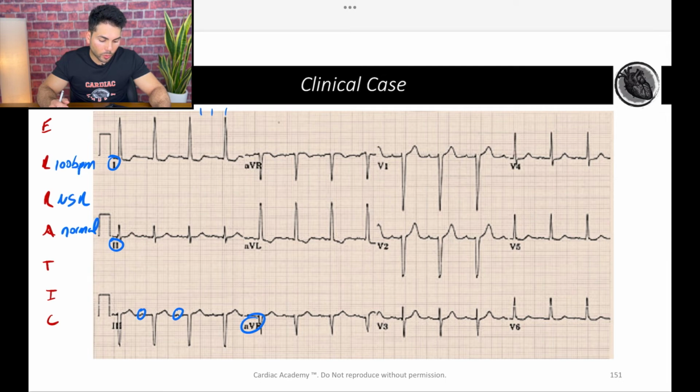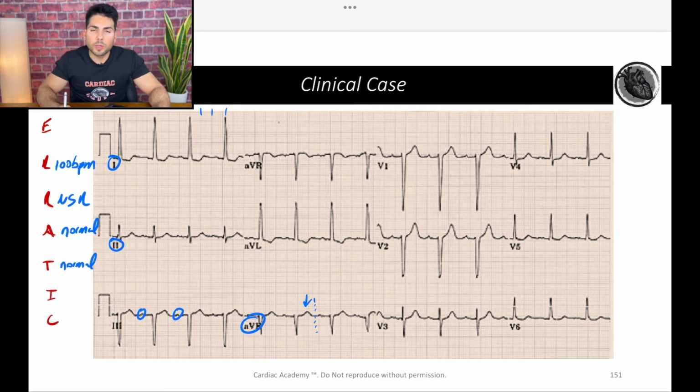Then T is for QT interval, and we look for T waves here. There's a T wave here. And we need to make sure it's not more than 50% of the distance between QRS and QRS, and it's not. It's normal. So it's a normal QTc. So no prolongation, normal.